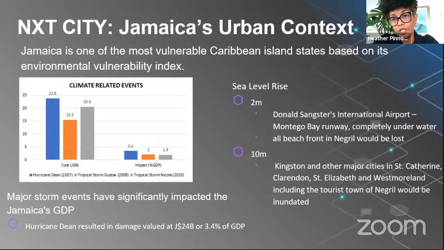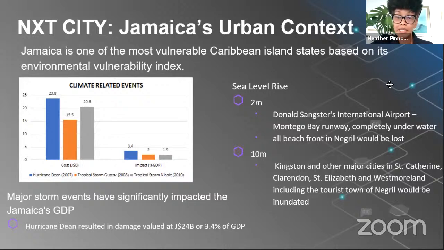So next, let's talk about Jamaica's vulnerability. Jamaica is an extremely vulnerable island based on the Environmental Vulnerability Index. And if we look at the possibilities and the impacts of natural hazards, the likelihood is great. So let's just look first at sea level rise. At 2 meters of sea level rise, the runway for the airport at Donald Sangster, Montego Bay would be completely lost, as would most of the coastal tourist town of Negril.